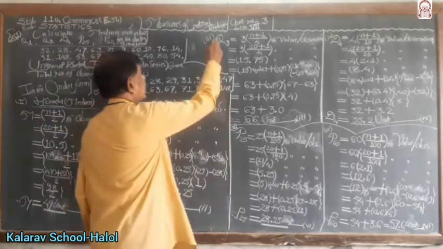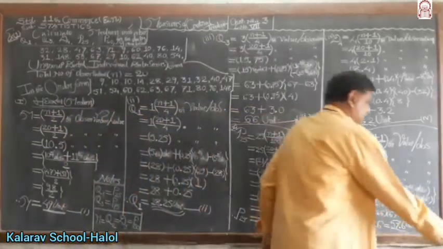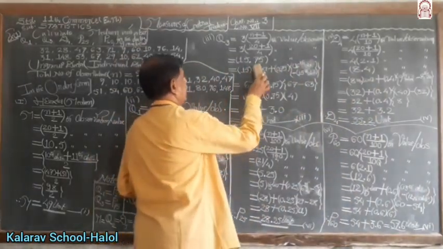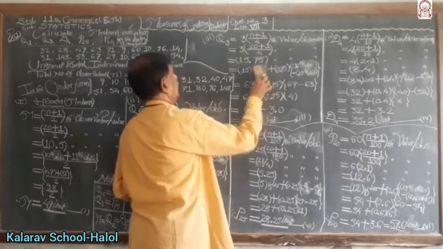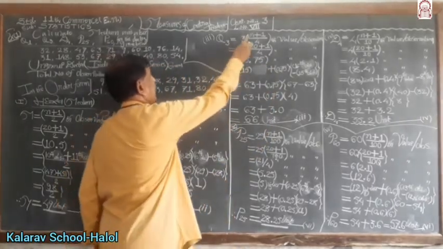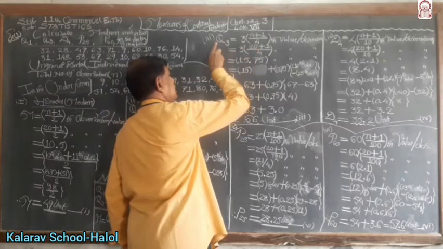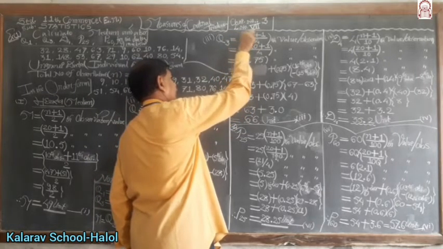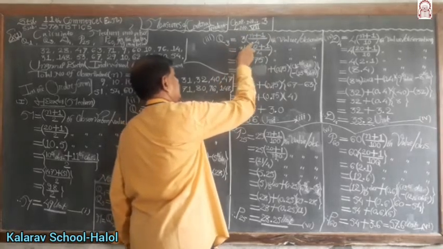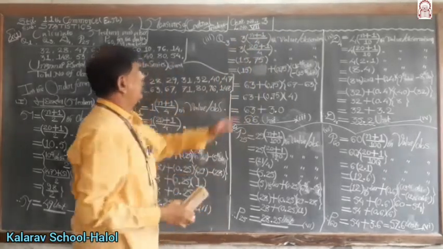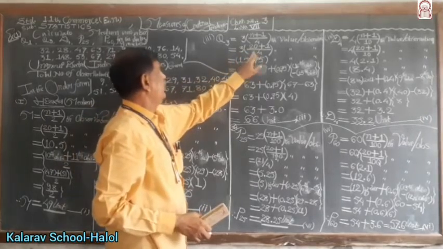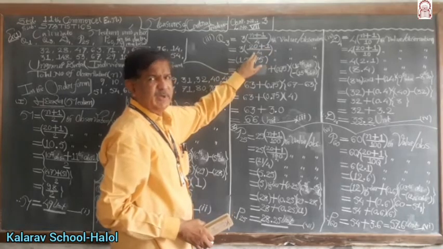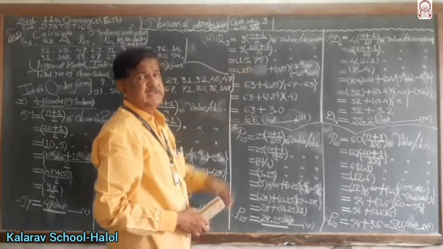Then Q3. Q3 outside the bracket is 3, right? Then inside the bracket (n plus 1) upon 4, because quartile divides array distribution into four parts, that is why in the denominator 4. And Q3 outside the bracket is 3. Now n is 20, 20 plus 1, 21, by 4 means 5.25, into 3, 15.75.